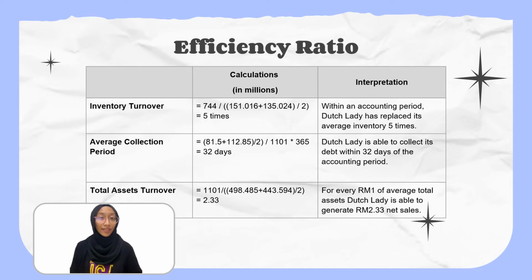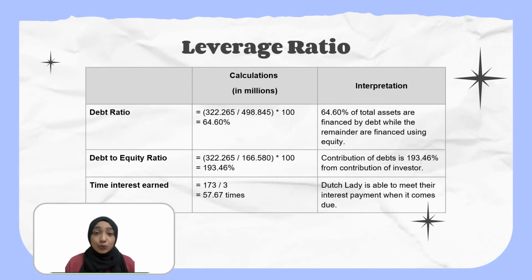Lastly, to get total assets turnover, net sales will be divided by average total assets and the answer is 2.33. We can interpret that as for every 1 ringgit of average total assets, Dutch Lady is able to generate RM2.33 of net sales. We will now move on with the leverage ratio.